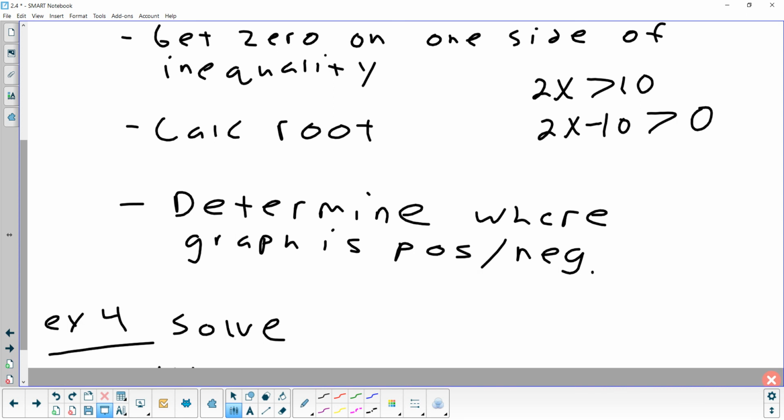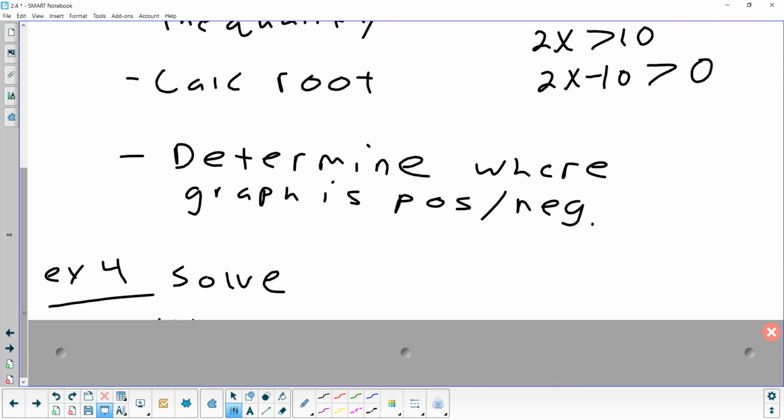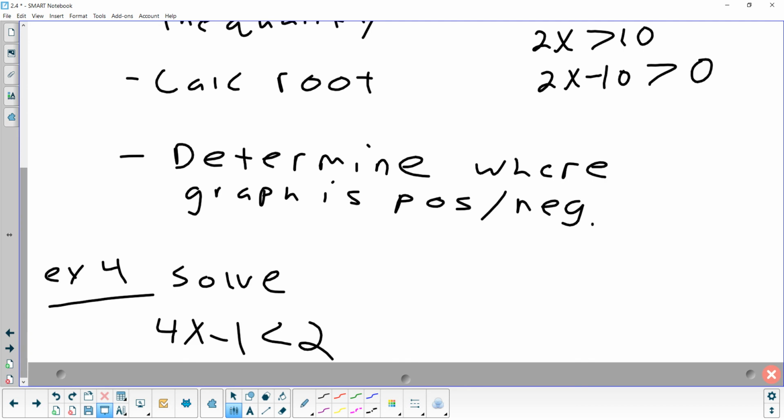So we just have to determine based on the original question, do they want to know where the graph is positive, or do they want to know where the graph is negative? Positive means greater than 0. Negative would mean less than 0. So I know a very simple one we could solve with algebra just by adding 1 and dividing by 4. So the answer here is x is less than 3/4.